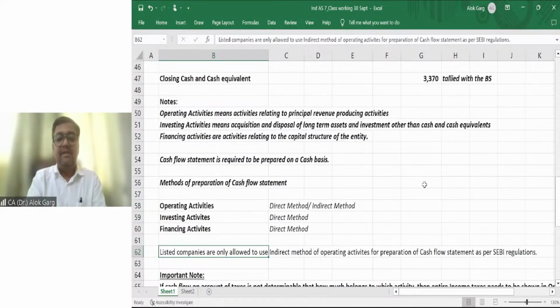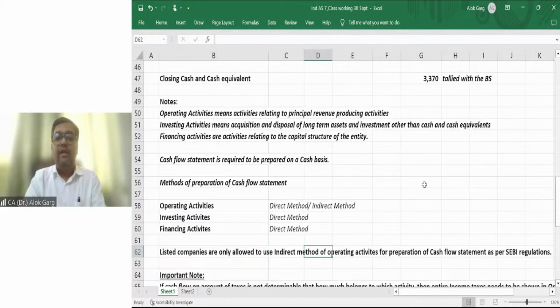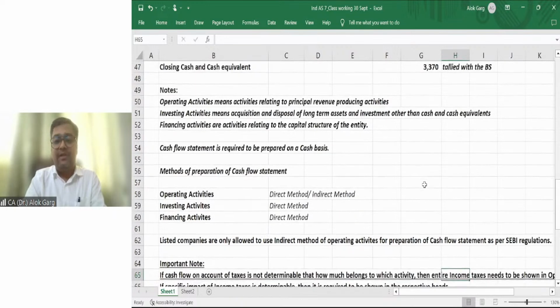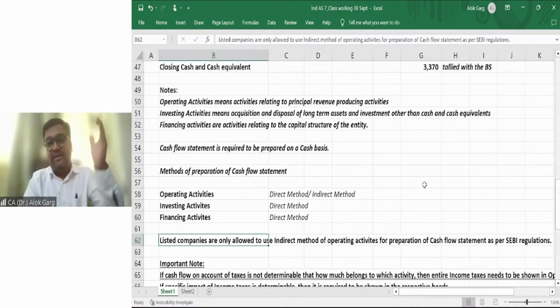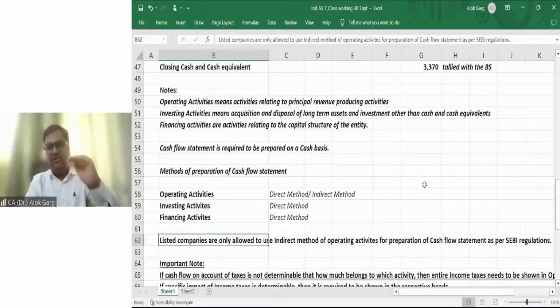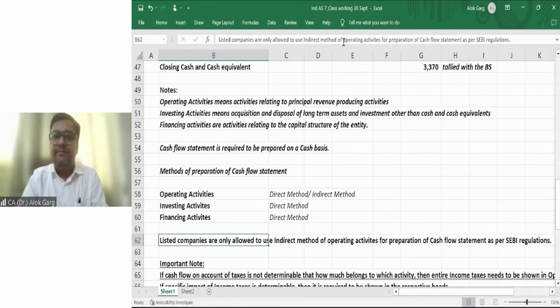But friends, listed companies are only allowed to use indirect method of operating activities for preparation of cash flow statement as per SEBI regulations. Okay. So listed companies always use indirect method. They start with the profit, then they adjust non-cash item, they adjust investing financing item, then they adjust working capital movement, then they adjust taxes paid, then they come to the cash flow from operating activity. Clear? Now I am going back to my PowerPoint presentation.